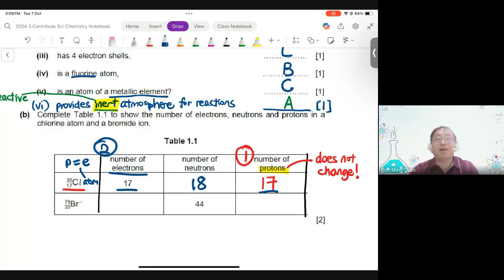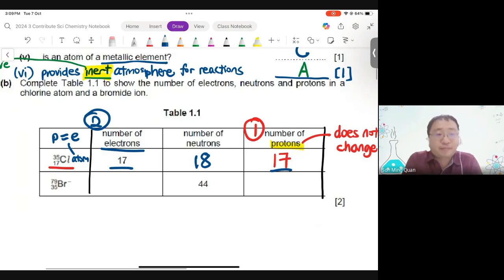Okay, this one I think most of you know. The issue is when we get to the next one. The next one has a charge. It's minus. When it has a charge, it's no longer an atom. It's called an ion.